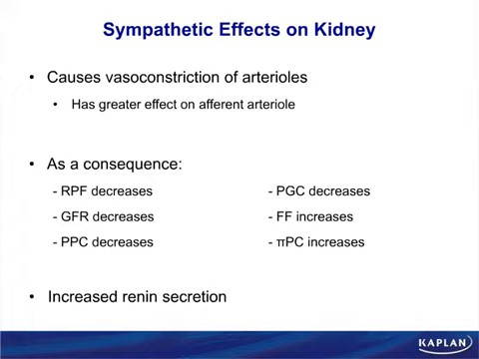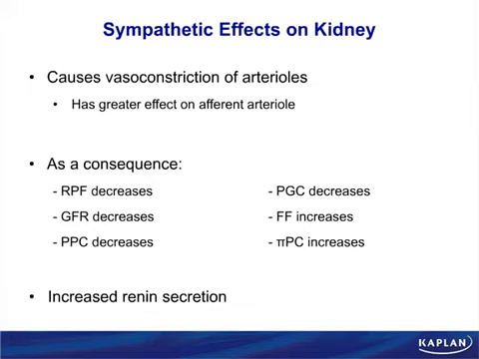Here's a high-yield point. Beta blockers decrease renin secretion because beta blockers block beta-1 receptors in the kidneys, and they blunt the sympathetic response. That's something that examiners love to go after. Beta blockers reduce renin secretion.